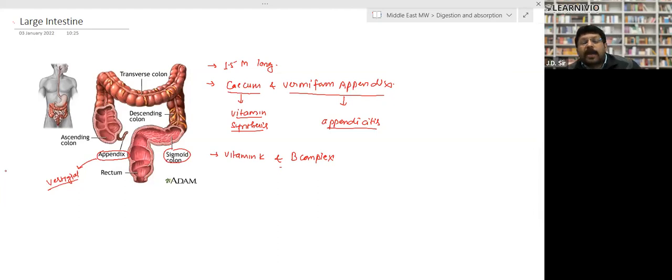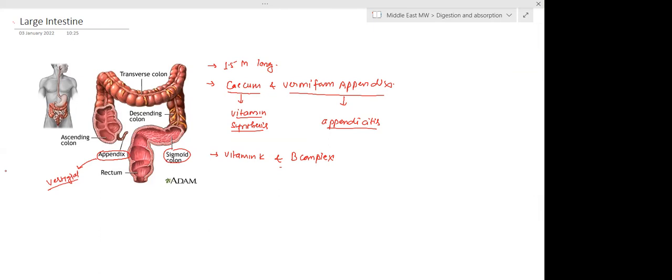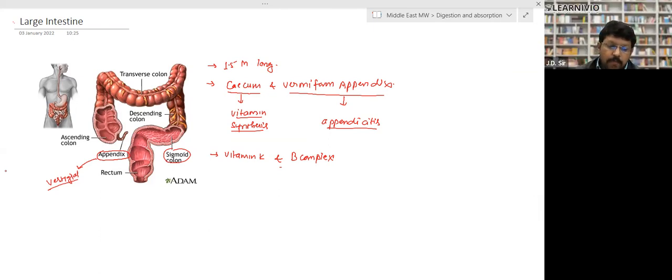Next part is the digestive glands. Now we are going to discuss the digestive glands individually. Yes, can you please explain the last point? The last point is vitamin B complex and vitamin K. A few minutes before I told you that the cecum part synthesizes some vitamins, right? It has certain good bacteria called E. coli. E. coli is a symbiotic bacteria with humans. Bacteria take nutrition from the human body, and in return they give us vitamins. So the large intestine is also responsible for synthesis of vitamin K and vitamin B complex with the help of bacteria. Clear? Yes.